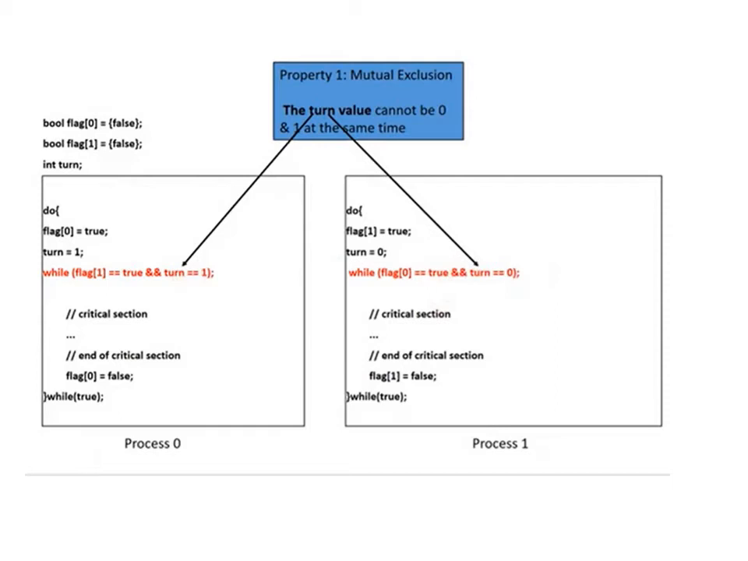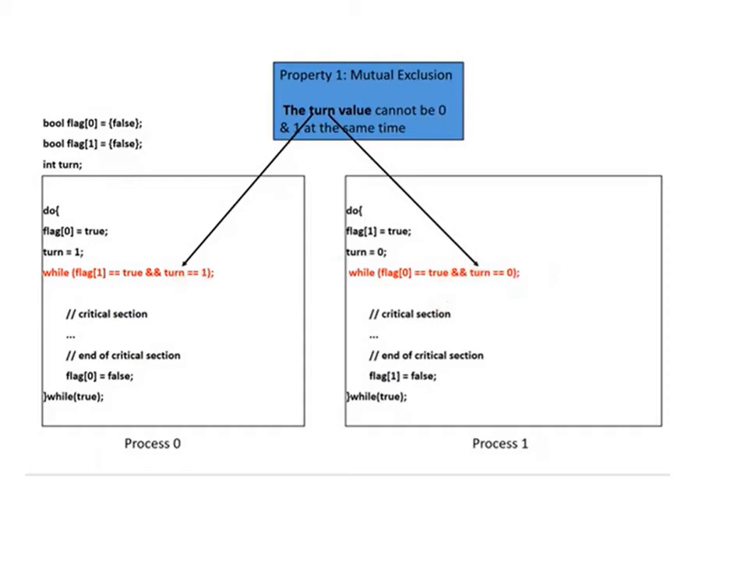Here we have process 0 and process 1, that means P0 and P1. Initially flag of 0 equal to true and turn equal to 1, that means process 0 gives a chance to process 1 to execute the critical section. And then while flag of 1 equal to true and turn equal to 1: here flag of 1 is already set to true and turn equal to 1.